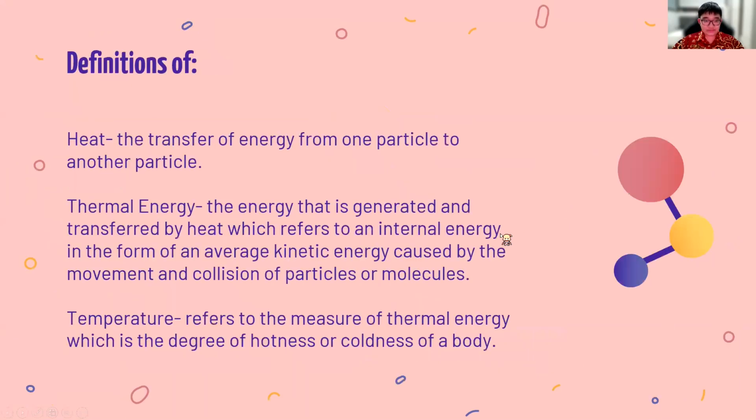First part, heat. We have definitions of heat. The definition of heat is the transfer of energy from one particle to another particle. Then we have definition of thermal energy. The definition of thermal energy is the energy that is generated and transferred by heat, which refers to an internal energy in the form of an average kinetic energy caused by the movement and collision of particles or molecules. And last, we have definition of temperature, which refers to the measure of thermal energy, which is the degree of hotness or coldness of a body.